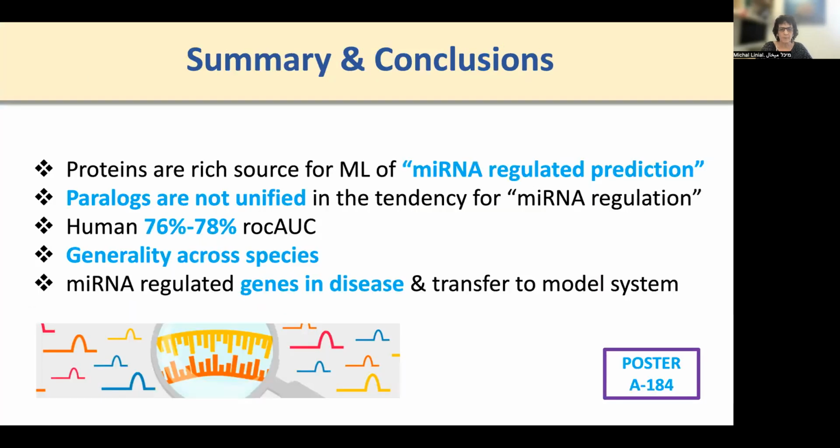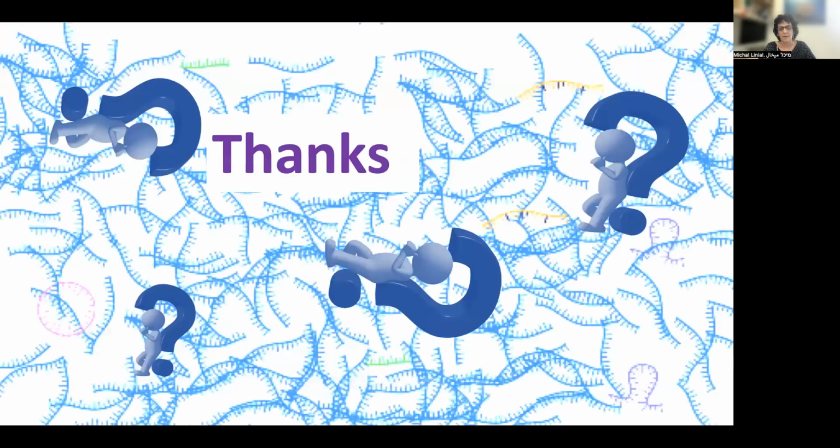So to wrap up, what I showed you is that we are able to provide an AUC for human of about 75 to 78%. We are generalizing the model across species. We were able to refine this microRNA regulation prediction and make it more accurate than in the past. And we were able to show that it's really at the level of the protein family rather than the paralogs themselves. And I thank you for listening, and I'm happy to take any questions.